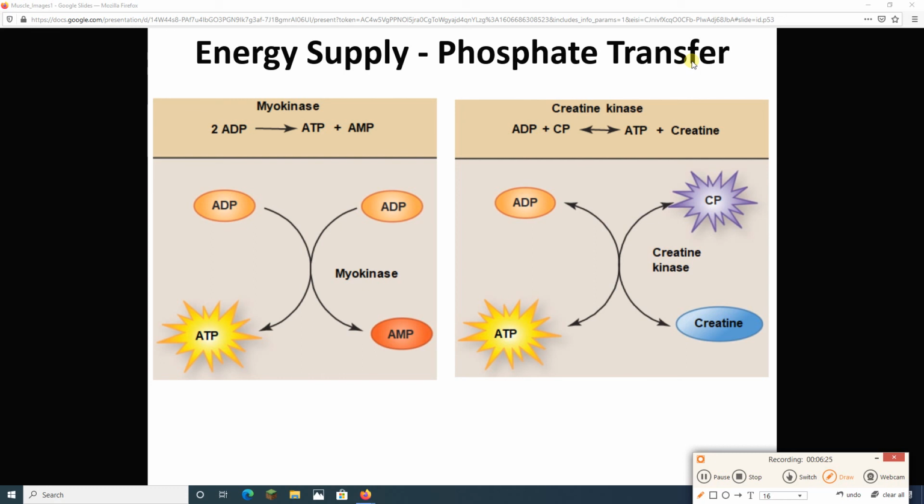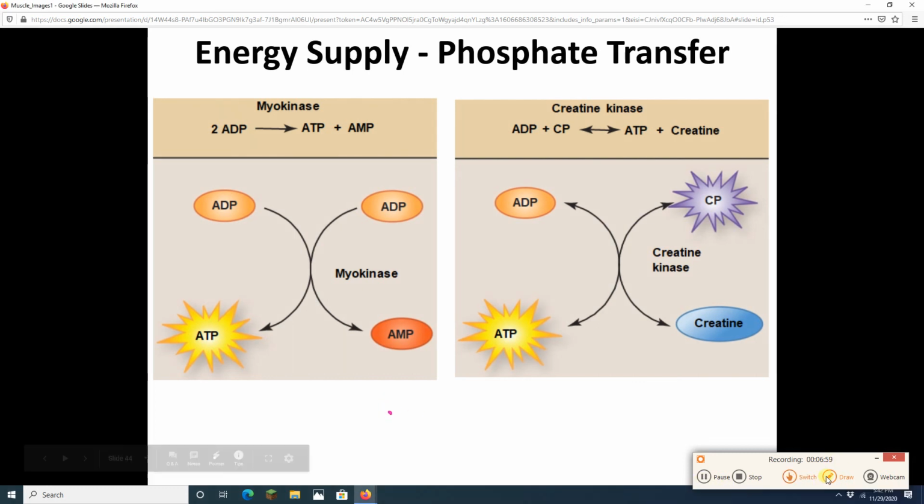Another way we can make ATP is to take an ADP and a molecule called creatine phosphate, abbreviated CP here, and there's an enzyme called creatine kinase, which rips a phosphate off creatine phosphate, leaving just creatine, and adds the phosphate to ADP, leaving adenosine triphosphate. So these are two quick ways a muscle cell will generate ATP. And these are both examples of phosphate transfer.